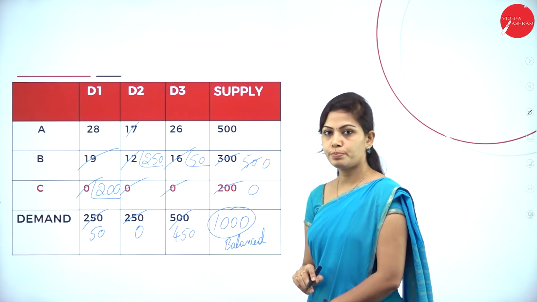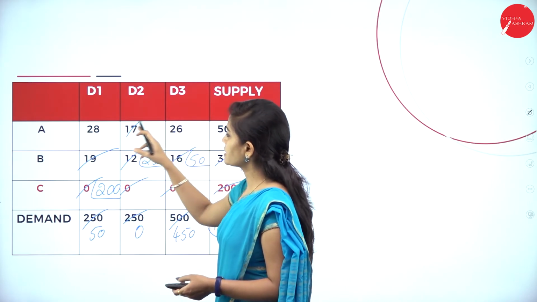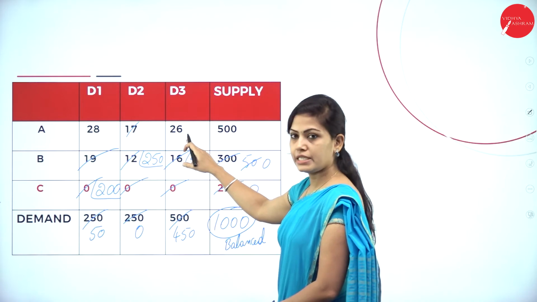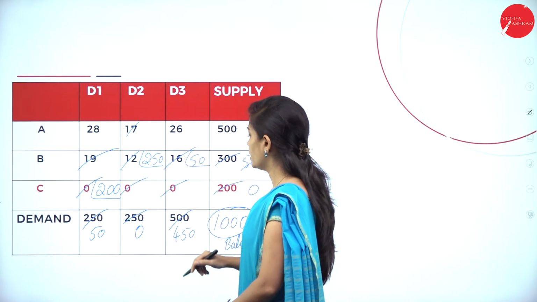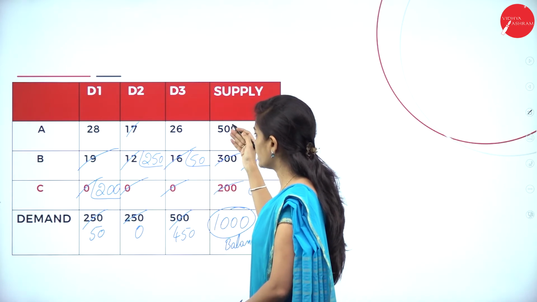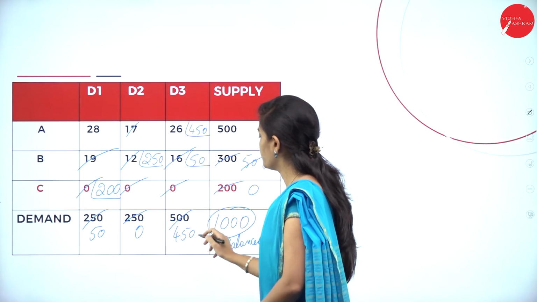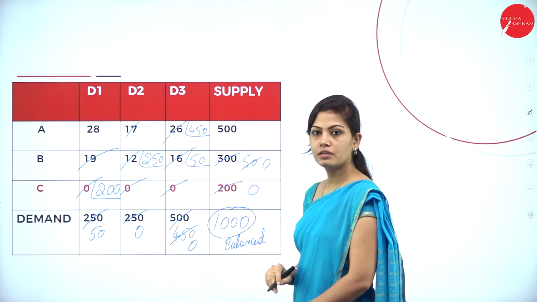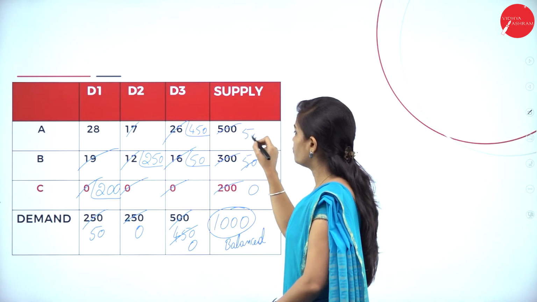We have 450 rupees. And the next least value is, out of 26 and 28, we have only 2 digits. 26 is my least digit. So, you have to consider the supply value and demand value. Supply value is higher than demand value. I will allocate 450 rupees to this cell. It will become 0. I can cancel this entire column. And 500 minus 450 is 50.